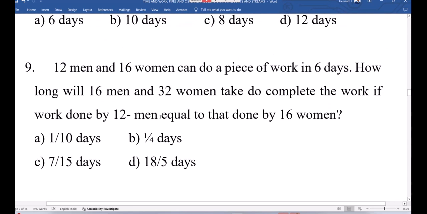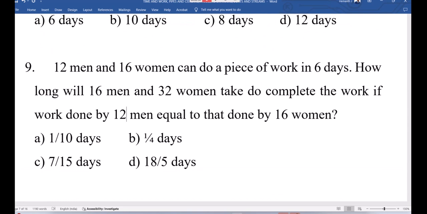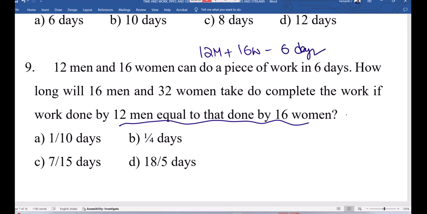The ninth question: 12 men and 16 women can do a piece of work in 6 days. How long will 16 men and 32 women take to complete it, if the work done by 12 men equals that of 16 women? See, they've given 12 men is equal to 16 women. Say 12 men plus 16 women can complete the work in 6 days. Now 12 men and 16 women, both equal to 12 men, means 24 men complete the work in 6 days. I am converting everything into men.